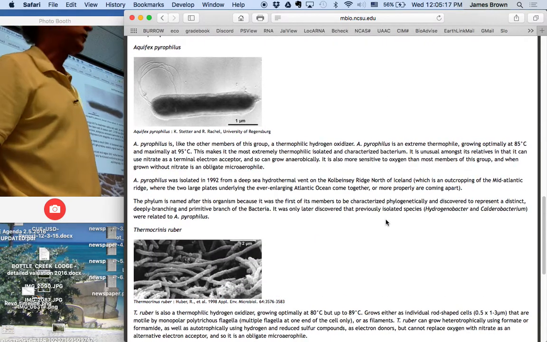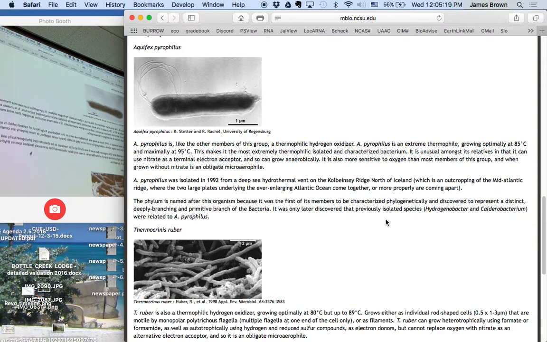And so here's Aquifex pyrophilus, the first of these to be characterized extensively. Notice it's got polar flagella. Grows optimally at 85 degrees, and it grows pretty nicely at 95 as well. That's pretty spectacular. If you've ever picked up a glass bottle at 95 degrees, you're really impressed. This one species is the one that's able to use nitrate as an internal electron acceptor. So this can grow anaerobically by nitrate reduction.